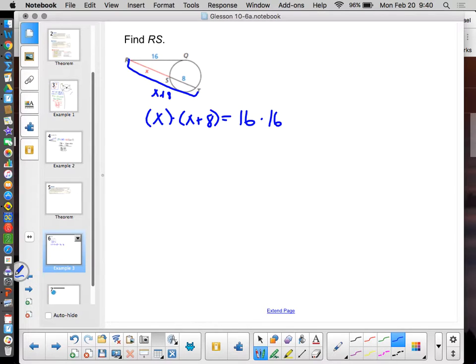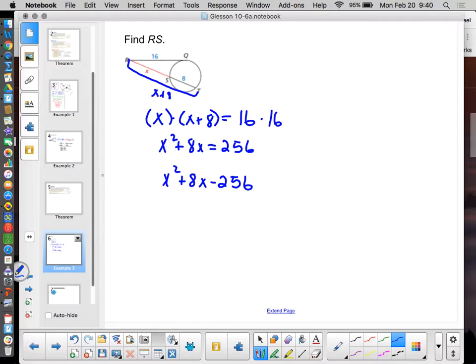Now, this one's tricky, and the reason I didn't want to do this is because look what's going to happen. x squared plus 8x equals 16 times 16, which is 256. Now, that's more difficult to solve. And now we're going to get into solving something that we haven't had to do since Algebra 1. I'm going to have to solve a quadratic because I don't have an x squared on this side to cancel it out. So in order to do that, I have to bring everything to one side of the equation.